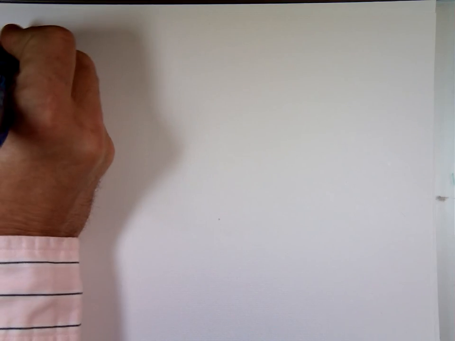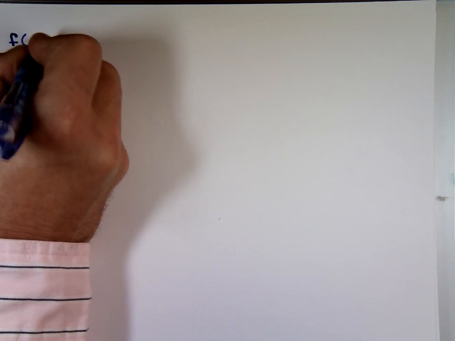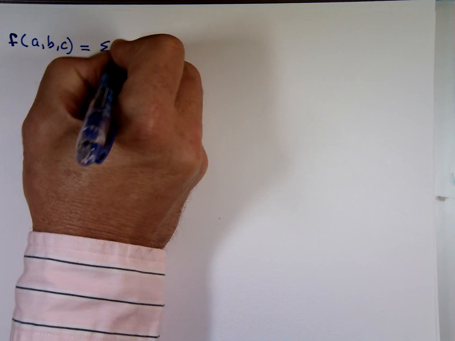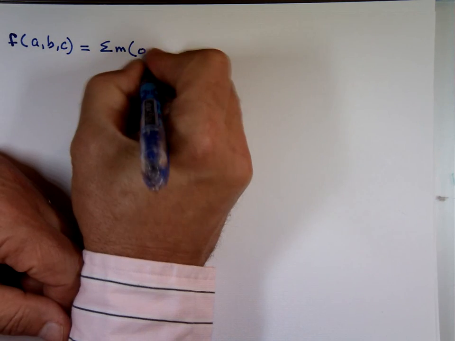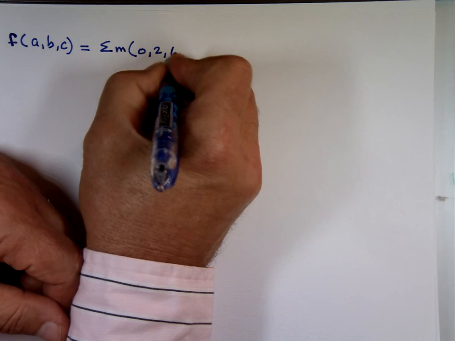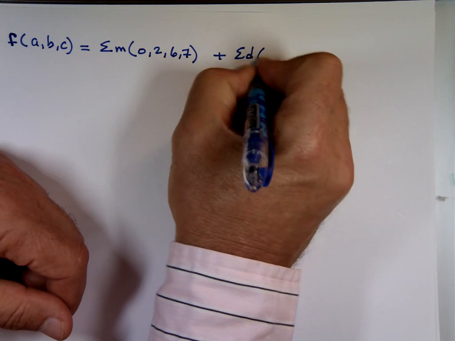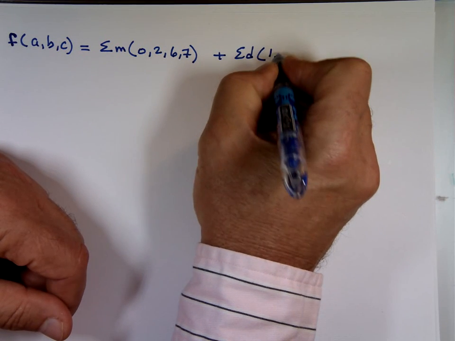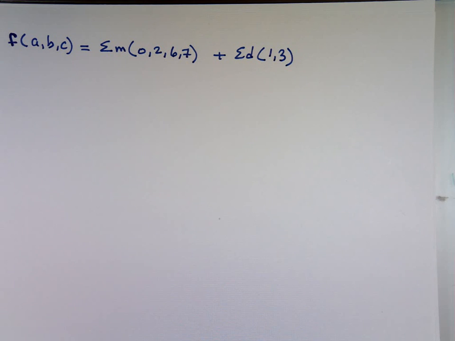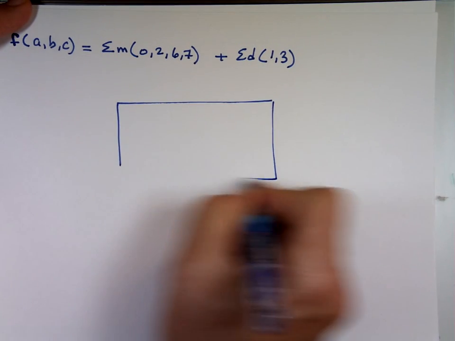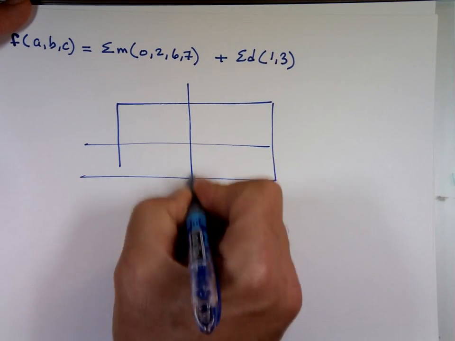So let's add don't care. If I have f of a, b, c, it is the summation of 0, 2, 6, 7, plus the don't care, 1 and 3. So that D stands for don't care.